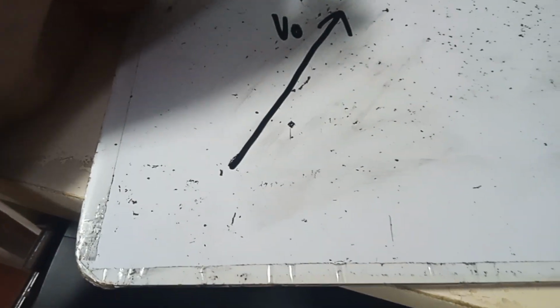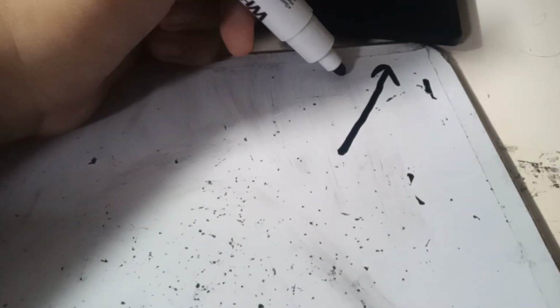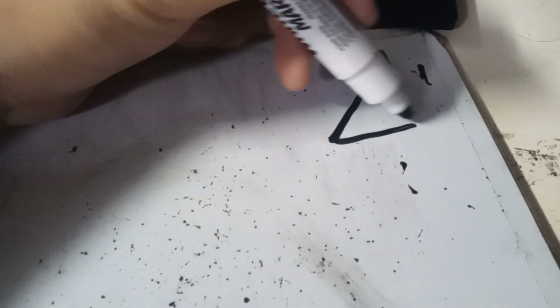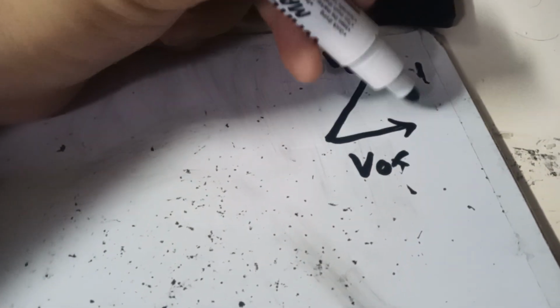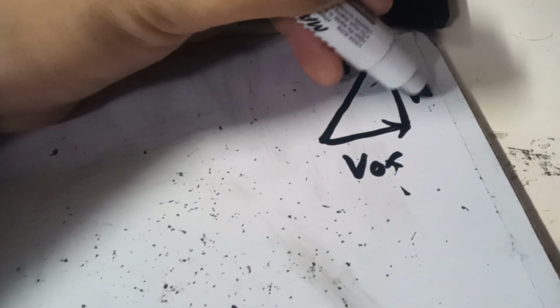So let's say you have a projectile launched with an initial velocity v0 and at an angle of theta. So we can actually break down this velocity right here into a triangle like this: v0, v0x, and v0y. Makes sense, right?